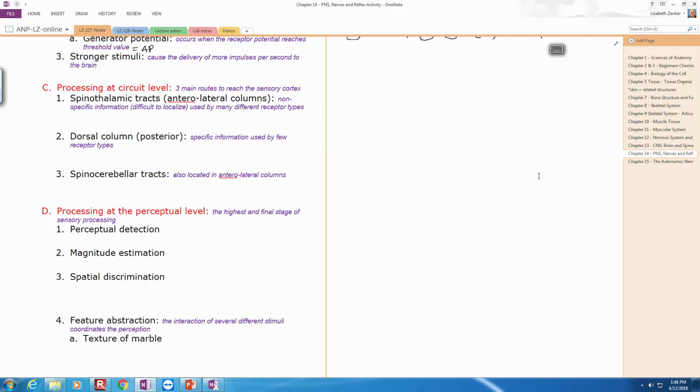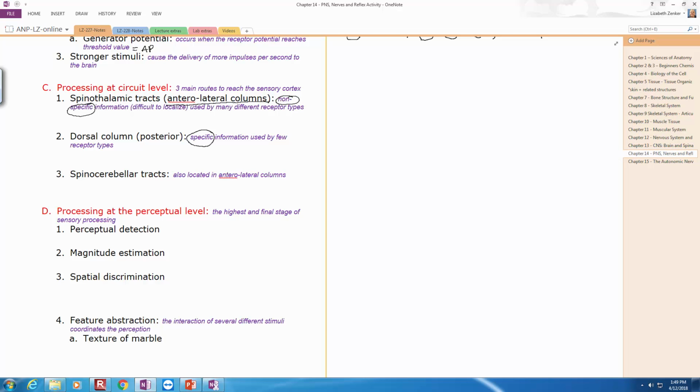These are found in the anterolateral columns. So now you know where anterolateral was, right? These are non-specific. This is important. Non-specific information. These are difficult to localize, and they're used by many different receptor types. So spinothalamic are non-specific. Versus dorsal columns, dorsal being posterior, that's specific information, but it's only used by a few receptor types. So spinothalamic, these are the non-specific common ones.